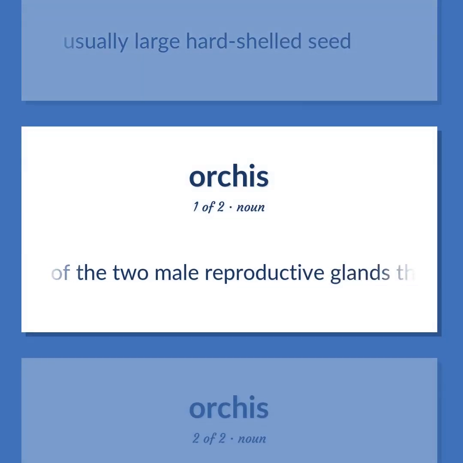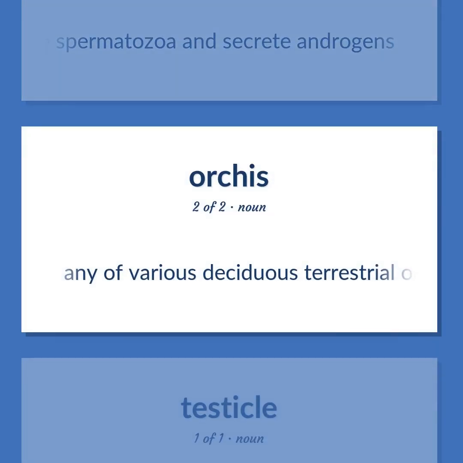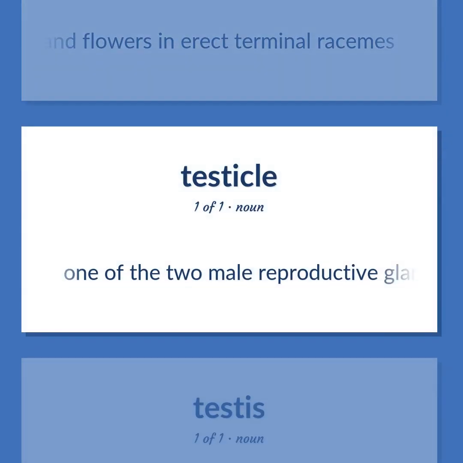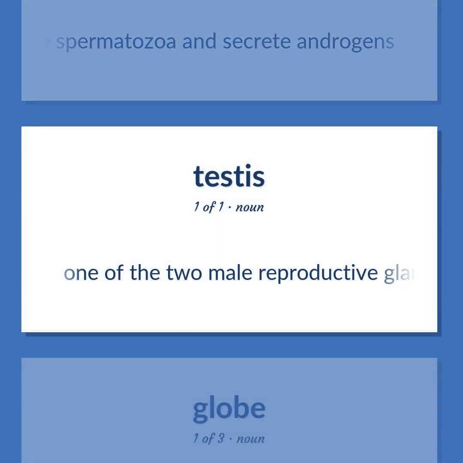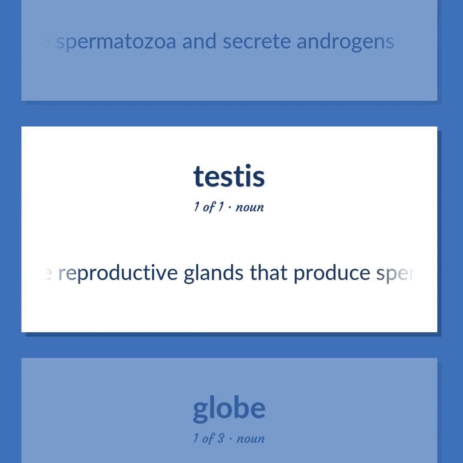One of the two male reproductive glands that produce spermatozoa and secrete androgens. Any of various deciduous terrestrial orchids having fleshy tubers and flowers in erect terminal racemes. One of the two male reproductive glands that produce spermatozoa and secrete androgens.